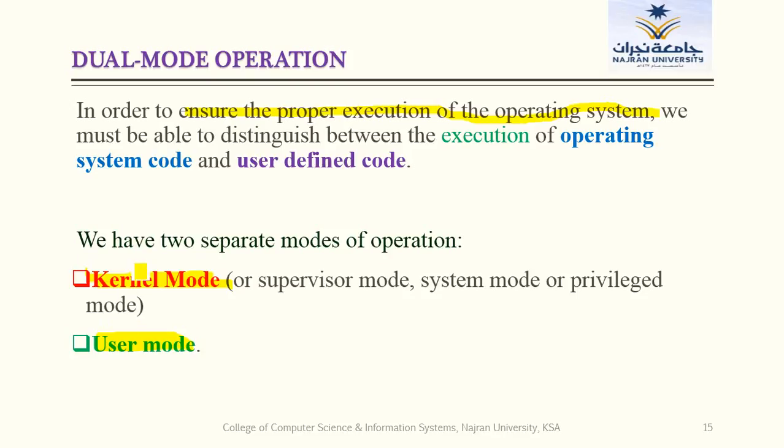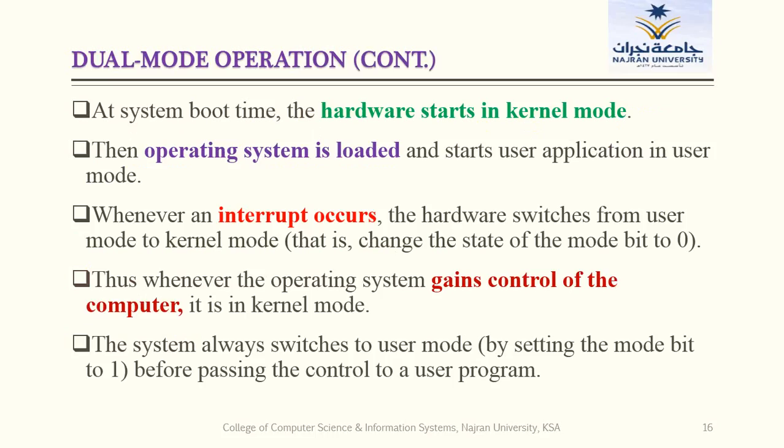Okay, so we need two types of mode in our system, kernel mode and user mode. Next, why do we need the kernel mode and user mode? Whenever we start our computer at system boot time, the hardware always starts in kernel mode. You have seen that whenever we start our system, it takes a few seconds, maybe 30 or 40 seconds, or sometimes maybe 1 minute, because it is starting and initializing everything. At that time the system is in kernel mode and we are not able to do anything. Then at the last the operating system is loaded and starts user applications in user mode. So first the hardware starts in kernel mode, then it loads the operating system, and then the system is started in user mode.